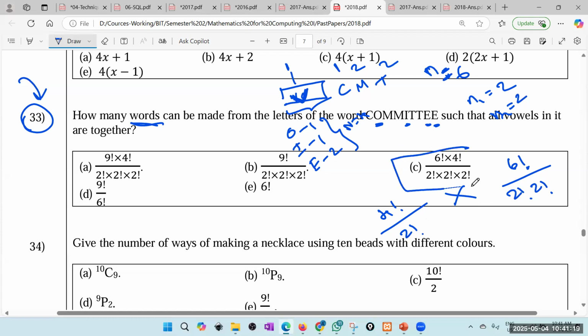This is my answer. No, this is not the answer. What is this? Factorial 9, factorial 4. Sorry, this is factorial 9. This is not the answer.